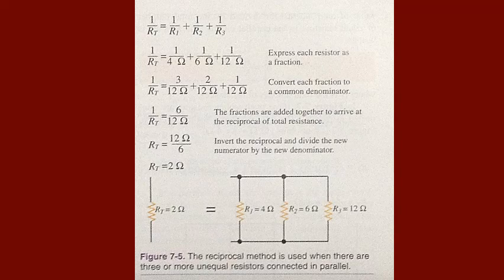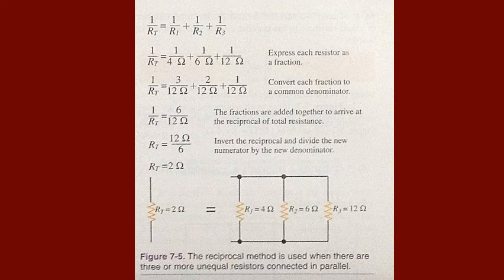That gives us the total resistance of 2 ohms. The total resistance value of 2 ohms, or 6 divided by 12, the reciprocal is 12 divided by 6, which equals 2, and that's your total resistance.